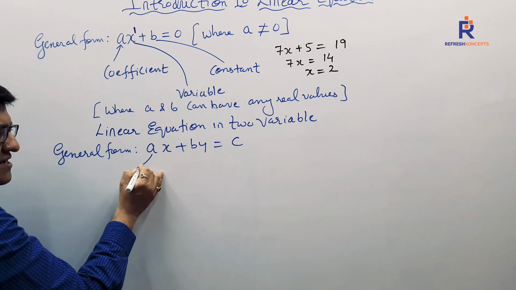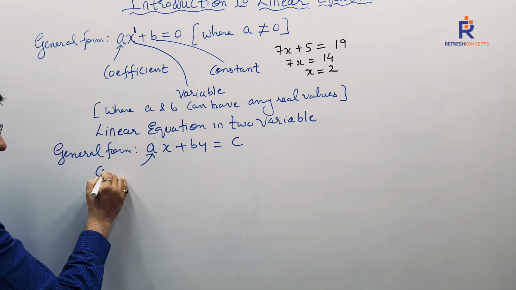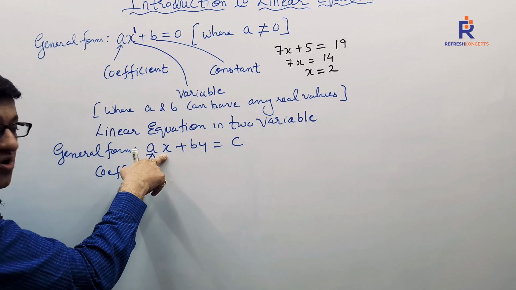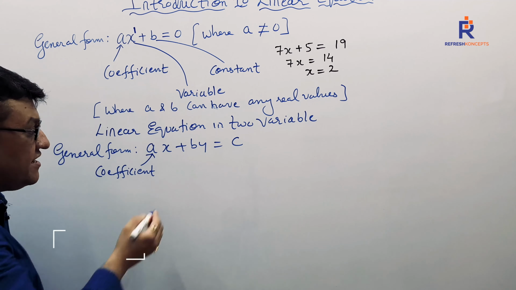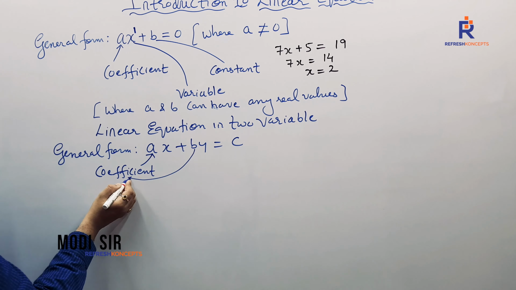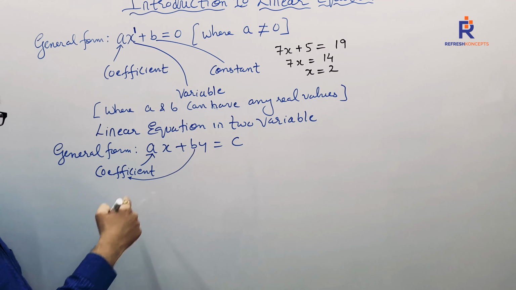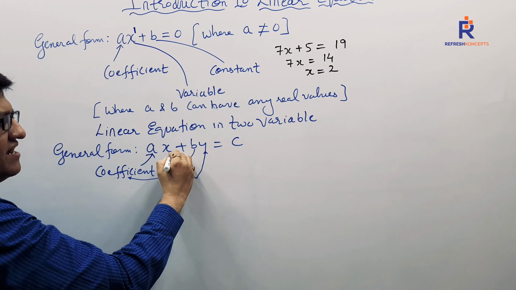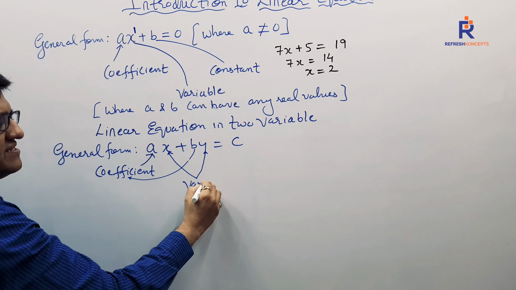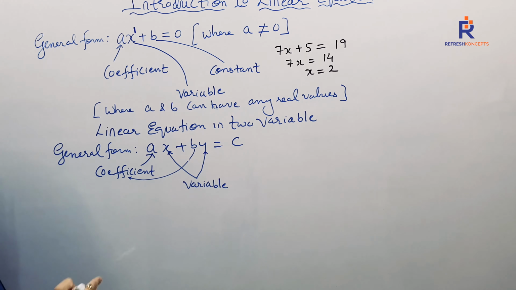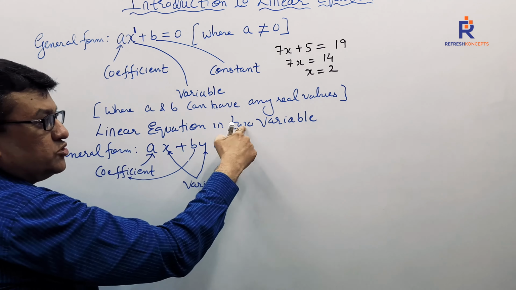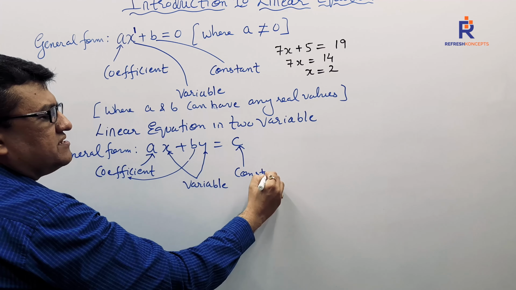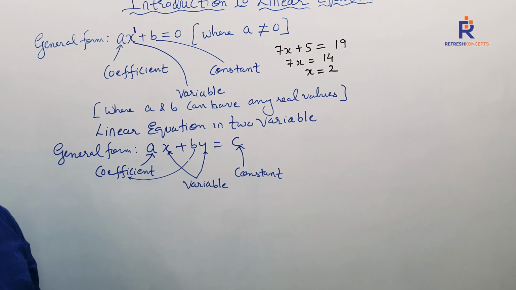Now what is a here? A is the coefficient of variable x. What is b? B is the coefficient of variable y. Then what are these x and y? X and y are my two variables. That's the reason it is called two variables. And what is this c? This c is any constant.